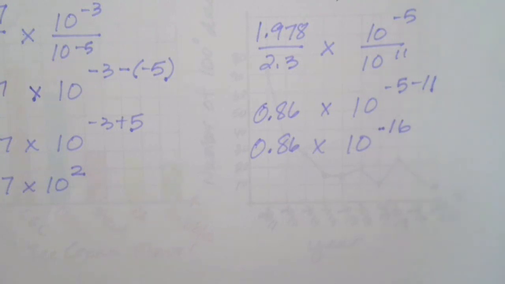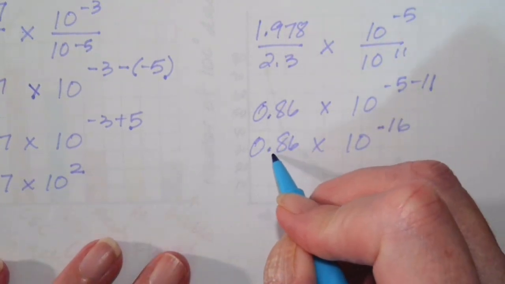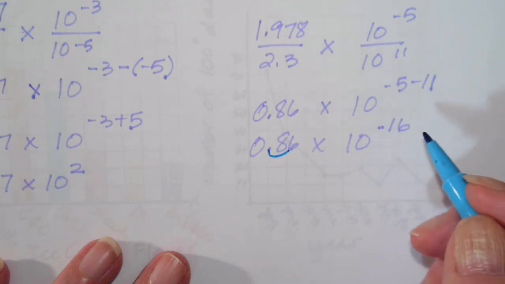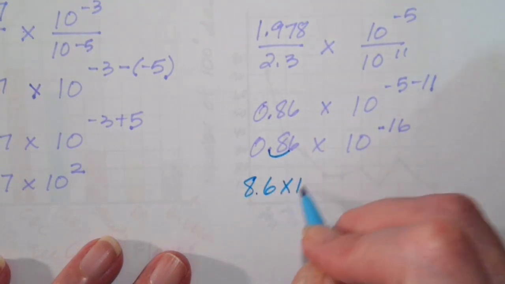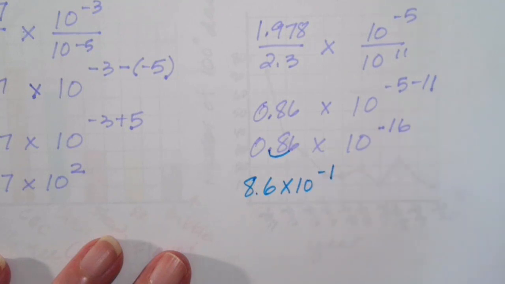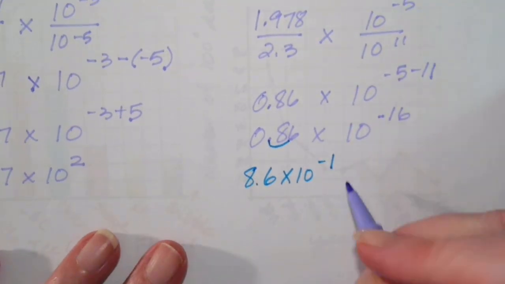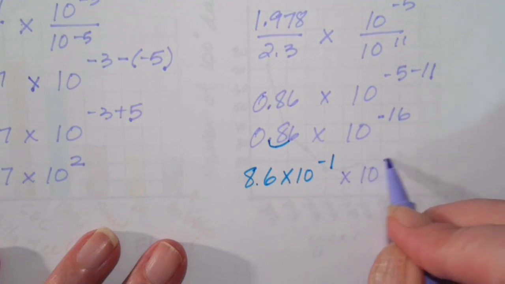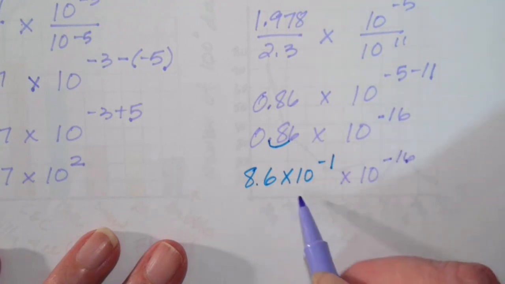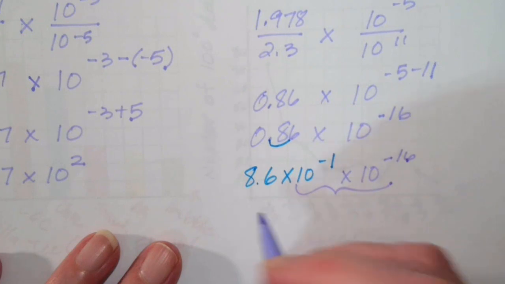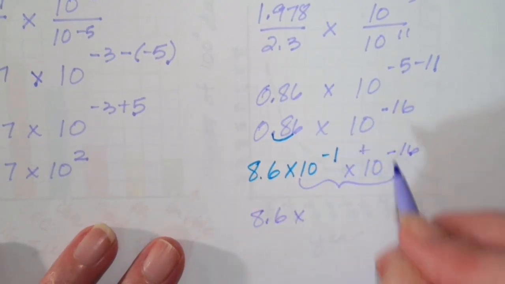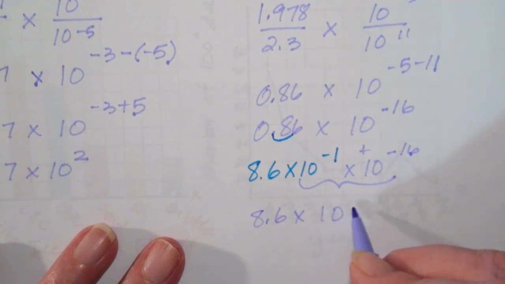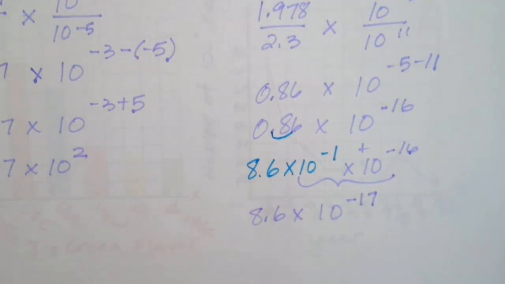Okay, here I'm going to have to take this and move it. This is smaller than 1, so I'm going to have to move it one place, which means this becomes 8.6 times 10 to the negative 1 times 10 to the negative 16, which gives me finally 8.6 when I add these exponents times 10 to the negative 17.